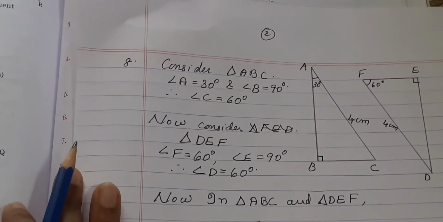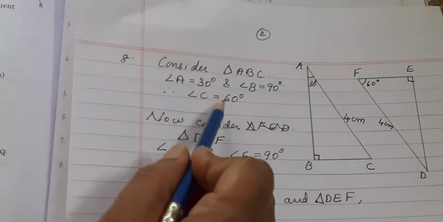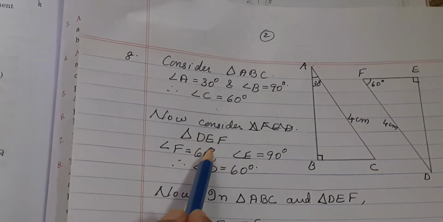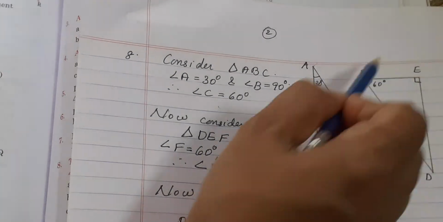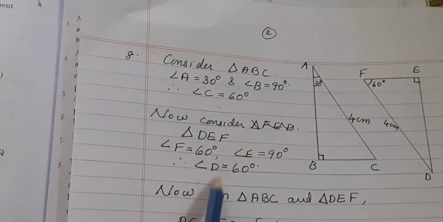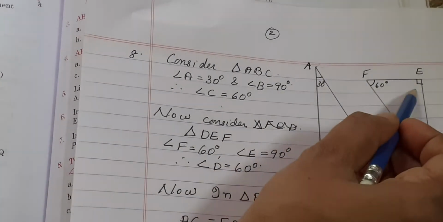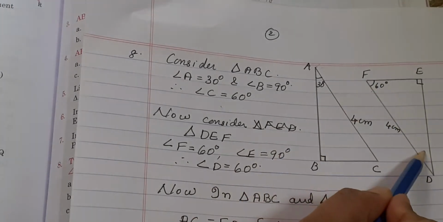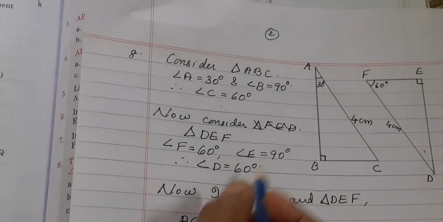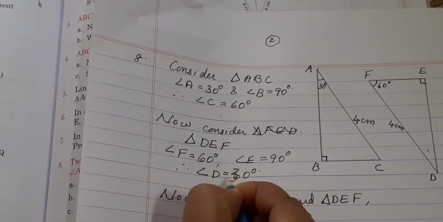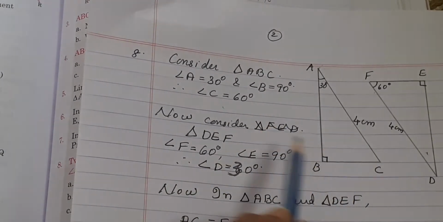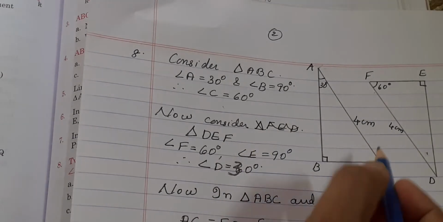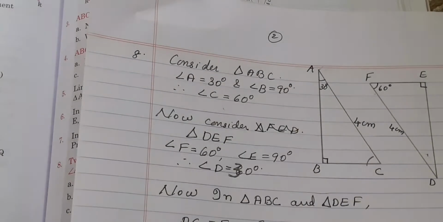So for that you first write the given things, then consider the triangle DEF and find out the third angle. This 90 degree and this 60 degree. So this you will get as a 30 degree. Angle D you will get as 30 degree. Okay. Then when you consider triangle ABC, you will get this angle as a 60 degree.